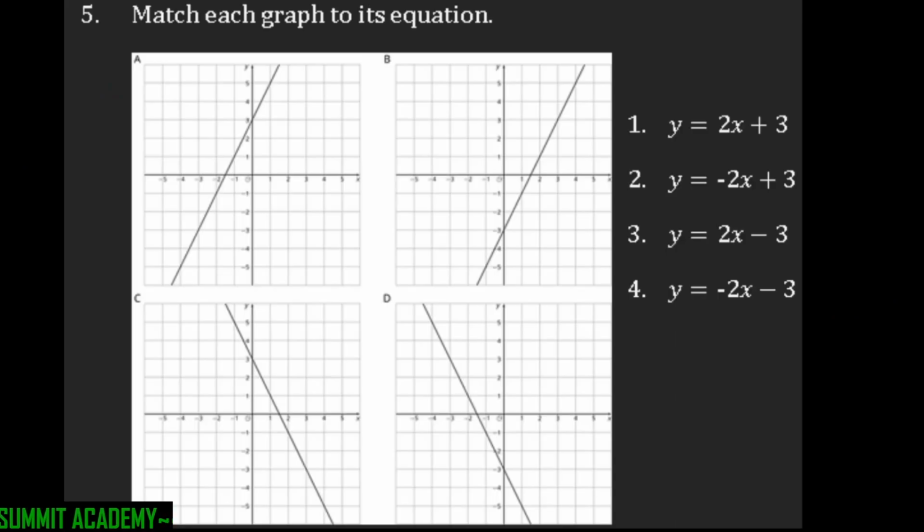Moving on. It says match each graph to its equation. What I want you to do when you do this is look at the y-intercept first. What that means is you're looking at the y-axis. Where does it hit the y-axis? So for my first one, I highlight my y-axis. Where does it hit? It hits at that point of 3. And I can say it has a positive slope.